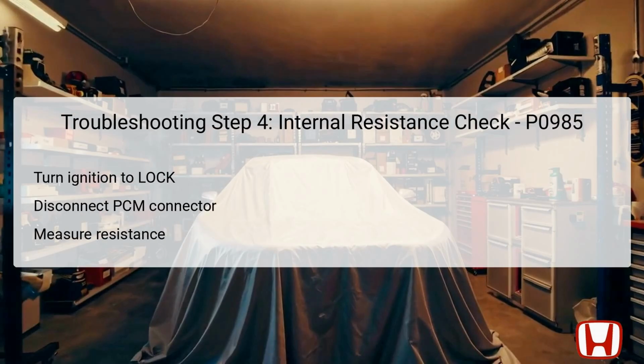The fourth step focuses on performing an internal resistance check on the Shift Solenoid Valve E. Start by turning the ignition switch to the lock position. This step is essential for ensuring safety while working on electrical components. Next, jump the SCS line using the HDS, which temporarily disables the SCS system to allow for testing. Disconnect the PCM connector B49P carefully to prevent any damage or misalignment.